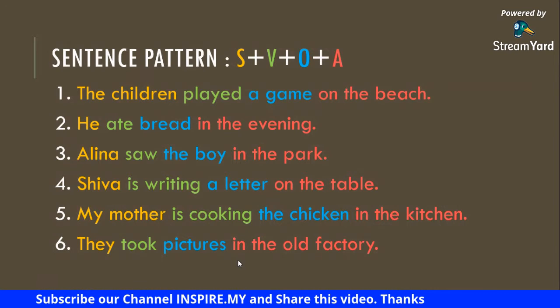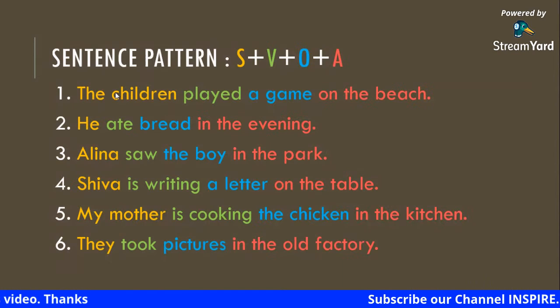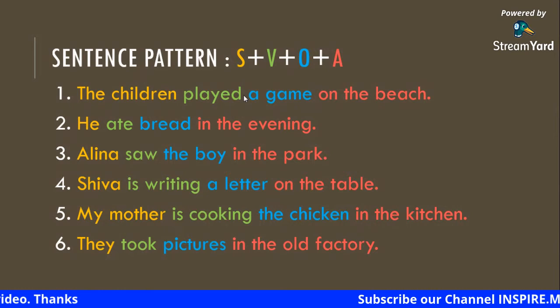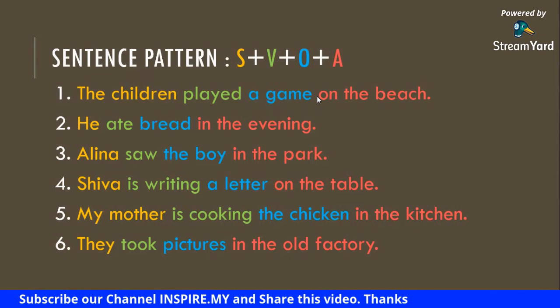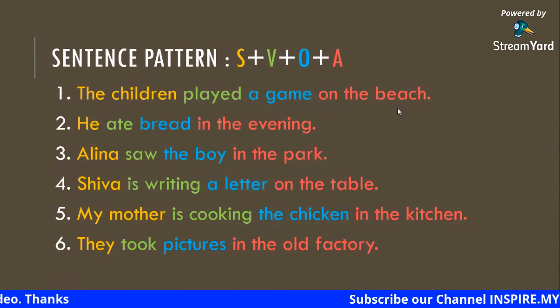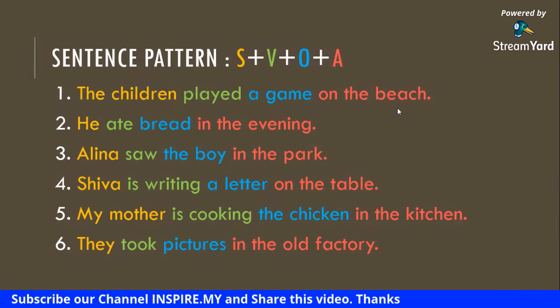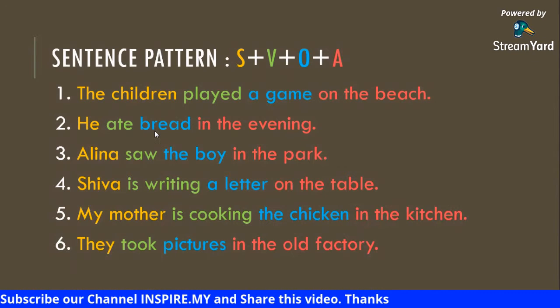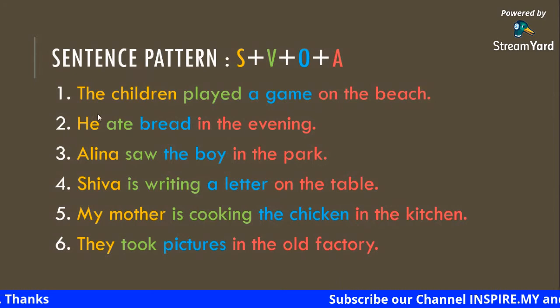For example, you see here. The children played a game on the beach. So, நம்ம மாதிரியே வந்து the children played அப்படின்னு ஒரு சென்டென்ஸ் முடிச்சிருக்கலாம், but we added an object, the children played a game. And then you're like, oh, so where they played the game? On the beach. So now your sentence is becoming more. This is how we expand our sentence. He ate bread in the evening. He ate, full stop, முடிச்சிருக்கலாம். But we add the object. He ate bread. When? In the evening. So we have expanded the sentence. Just two words, we have expanded it to 1, 2, 3, 4, 5, 6 words.